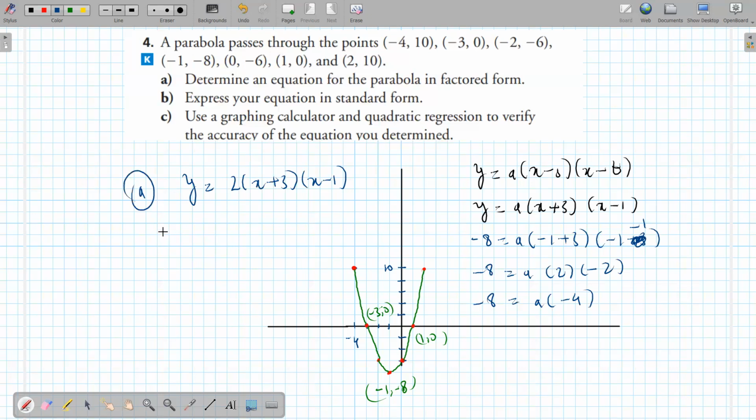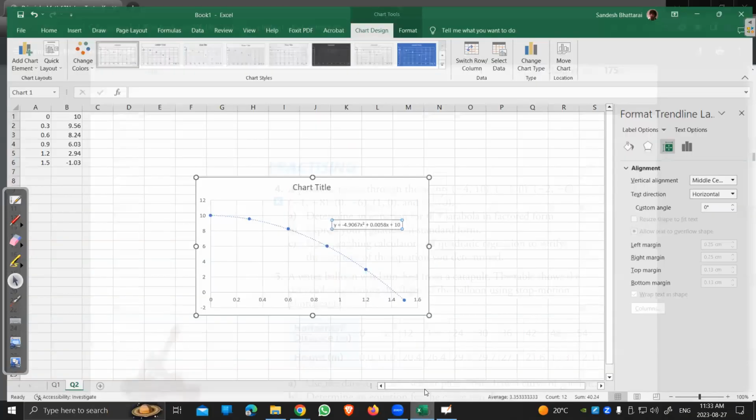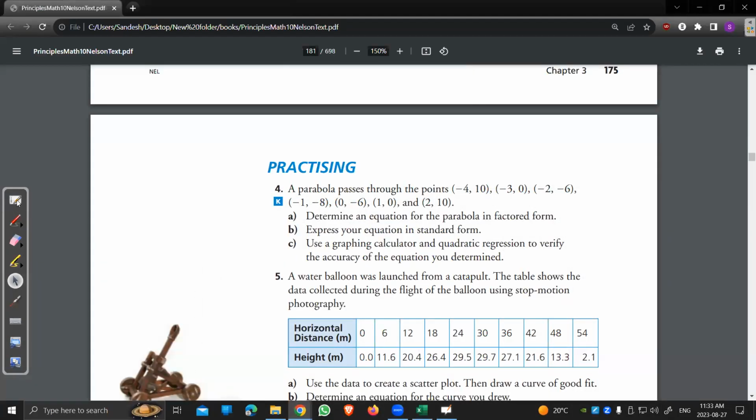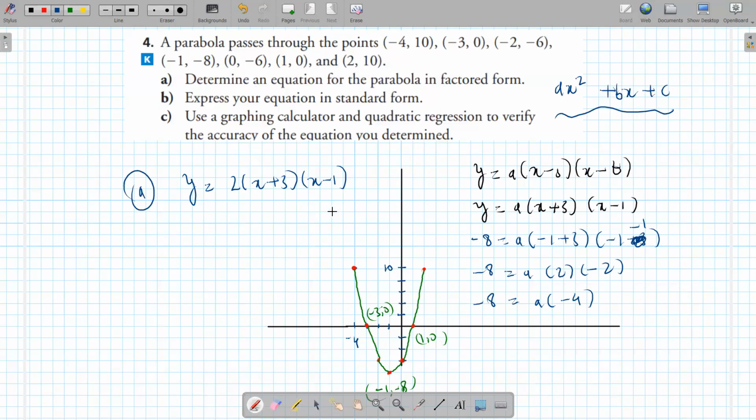Part B, express your equation in standard form. Standard form just means you open the bracket. It's going to look something like this, which is what the Excel spits out. It always spits out the equation, if you've noticed, in standard form, not in vertex form or factored form. So how do you go from a factored form to a standard form? Simply open the brackets. That's all you have to do.